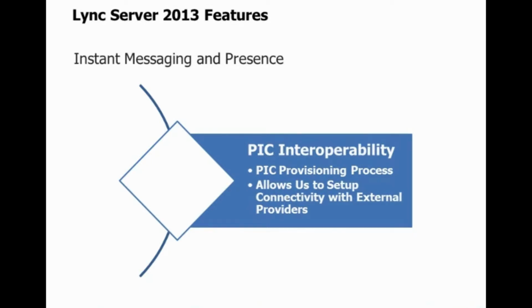Microsoft Lync also supports public instant messaging connectivity provisioning, or what we call PIC interoperability. If you want to set up instant messaging beyond the borders of your company, we have to go through something called a PIC provisioning process. And there's a guide that you can download from Microsoft which explains the process that you have to go through. But what this allows me to do is to set up connectivity with external providers such as AOL, Yahoo, and MSN. For AOL and Yahoo, this allows me instant messaging and presence integration. For MSN, it also allows me audio and video peer-to-peer connectivity as well.